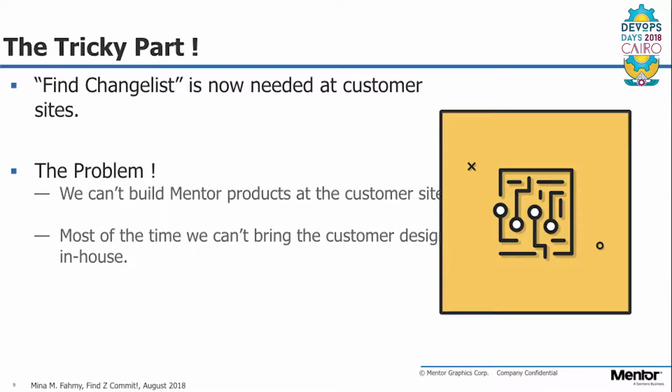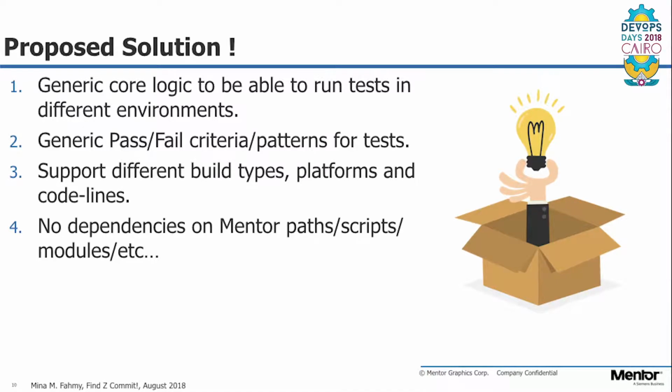And so on. Okay, so up till now things seem to be straightforward, so what do you think is the challenge here? The tricky part is that find change list is now needed at the customer side. And why is this a challenge? Because we can't build our products, Mentor products, at the customer side, and also customers are very hesitant to share their designs with us to bring them in-house.